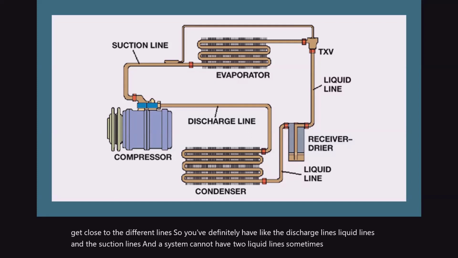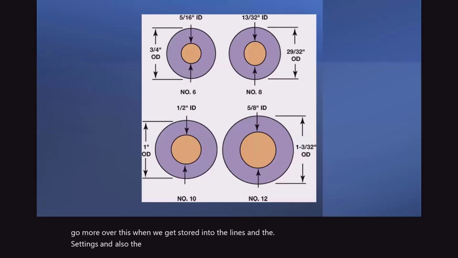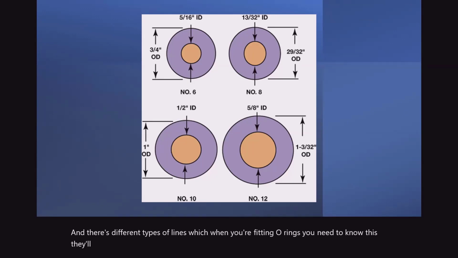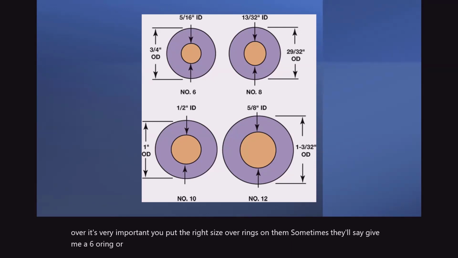We'll go more over this when we get into the lines and the fittings and also the O-rings. There's different types of lines, which when you're fitting O-rings, you need to know this. They'll be in diameters of the outside diameter and the inside diameter, and when you're fitting O-rings, it's very important you put the right size O-ring on. Sometimes they'll say, give me a number 6 O-ring or a number 8 O-ring. This is what they're talking about.